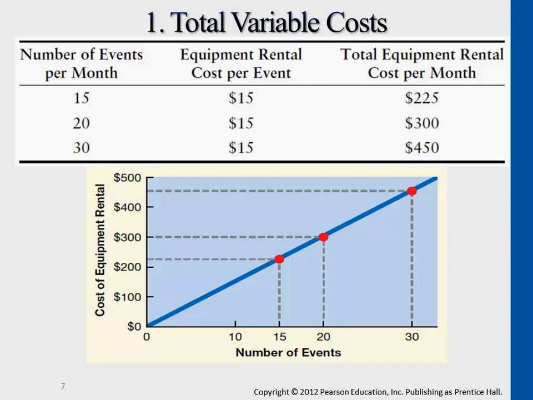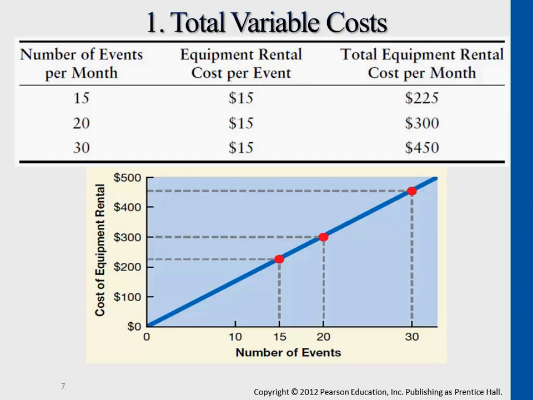And how do we get this? Let's say we don't see the table up front. We just look at this graph. We can go backwards and find the rental cost per event by simply selecting any two dots. Let's say we select the first two. The change in the number of events is 20 minus 15. What about the change in the total cost? It will be 300 minus 225, right?